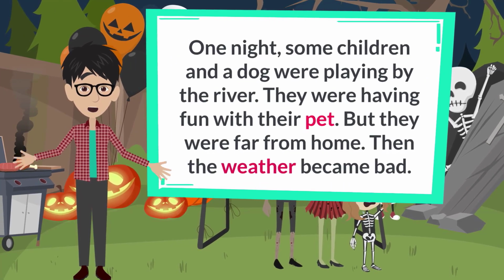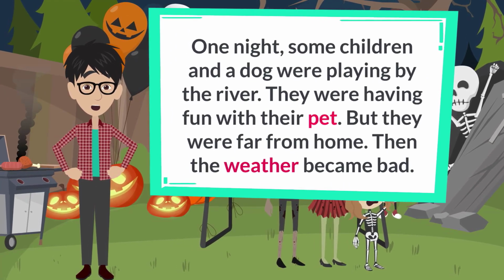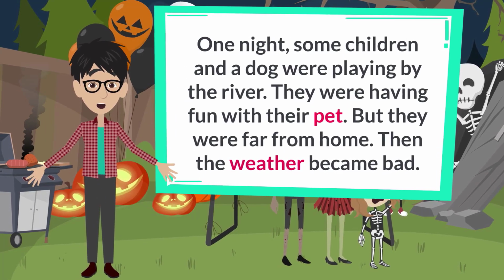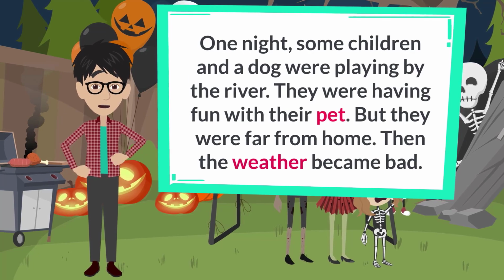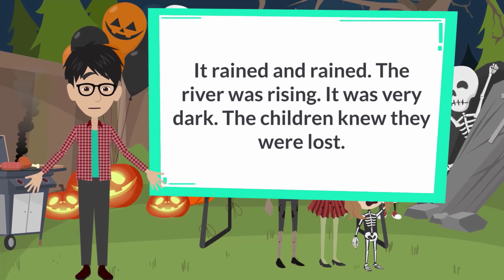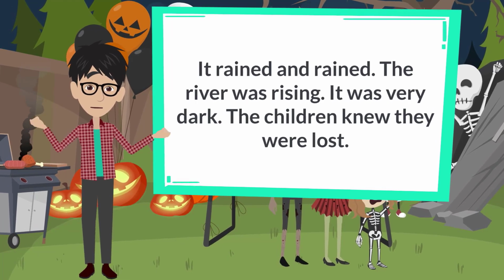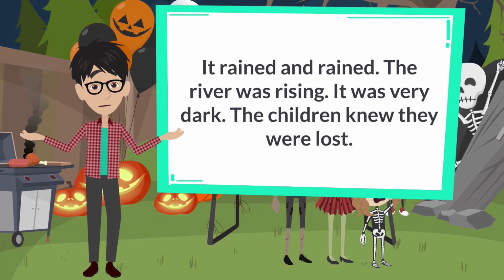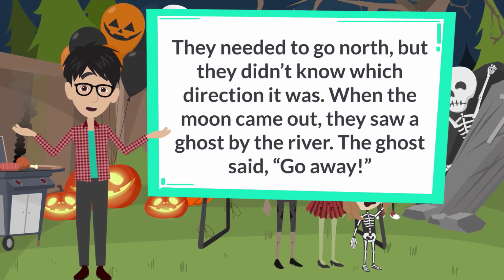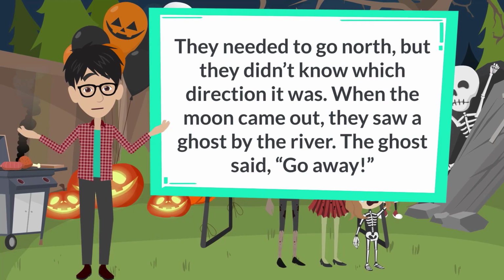One night, some children and a dog were playing by the river. They were having fun with their pet, but they were far from home. Then the weather became bad. It rained and rained. The river was rising. It was very dark. The children knew they were lost. They needed to go north, but they didn't know which direction it was.